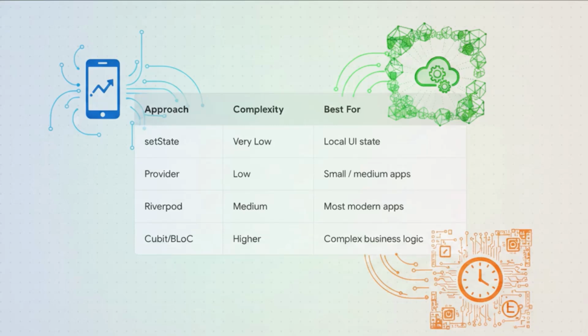For really simple local changes, Flutter has a built-in tool called setState, which is super easy to use. But as your app grows, you're going to need something a bit more robust. Mastering a modern, medium complexity tool like Riverpod is absolutely recommended for a professional setup today. And if you're building a massive enterprise app with incredibly strict business logic, you might reach for something heavier like Bloc. There's a tool for every job.